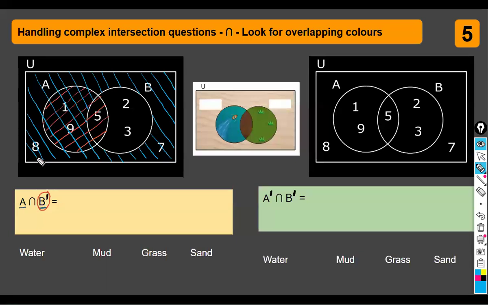So which area has both colors? That's the water area only. If you look carefully, only the 1 and the 9 region, the water region. Look inside this region here. That's the only region that has red and blue lines. So the answer for that one would be 1 and 9.